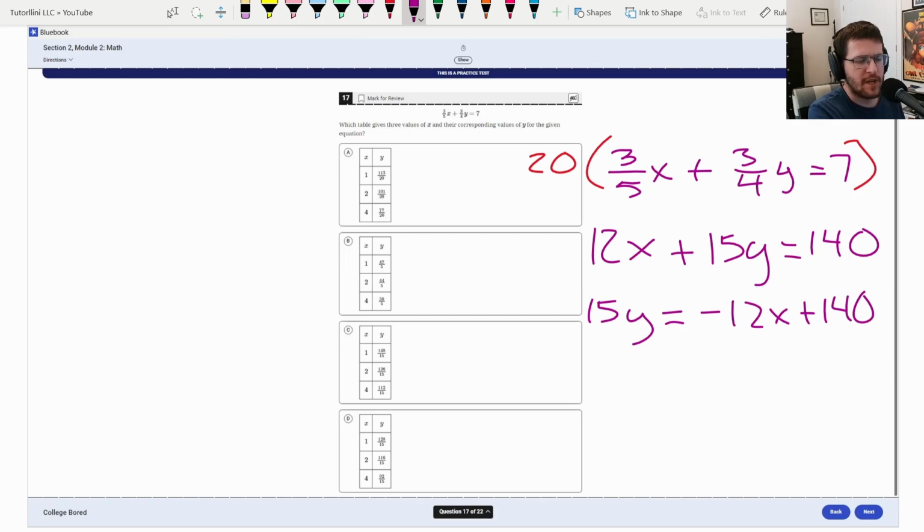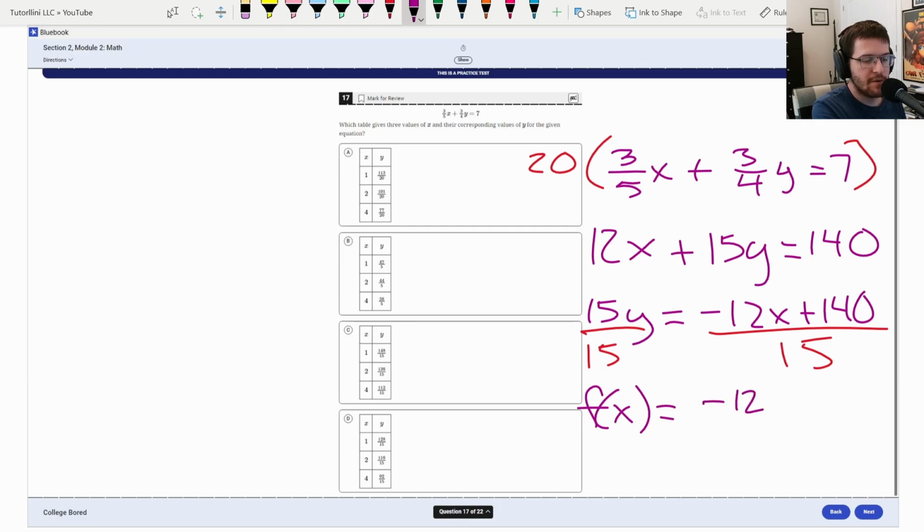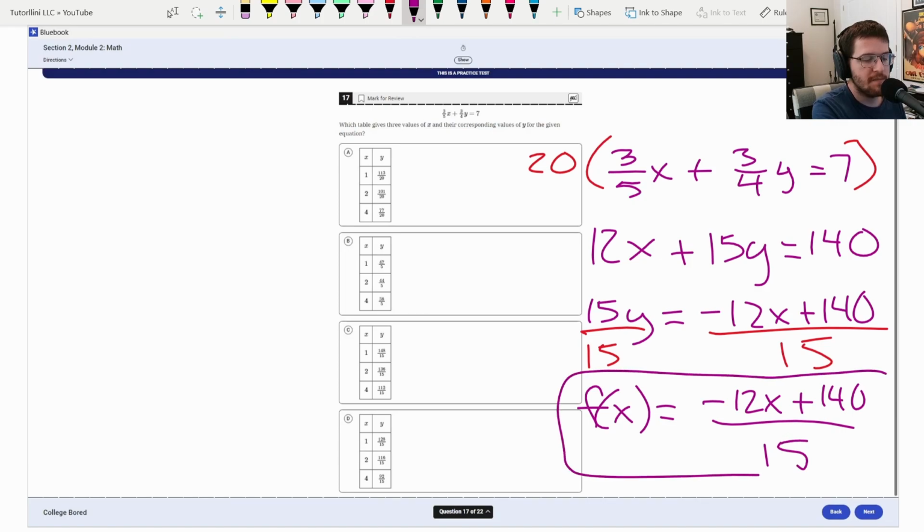And to answer the question, I don't have to put it in slope-intercept form. So I'm just going to do it like this. You can if you want, but I don't think it'll make that much of a difference. And instead of y, I'm going to put f of x. So let's do negative 12x plus 140 over 15. There's probably ways to simplify that, but that is more than good enough.